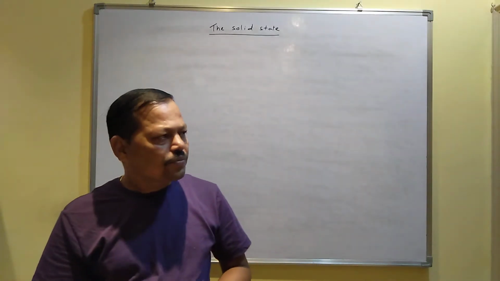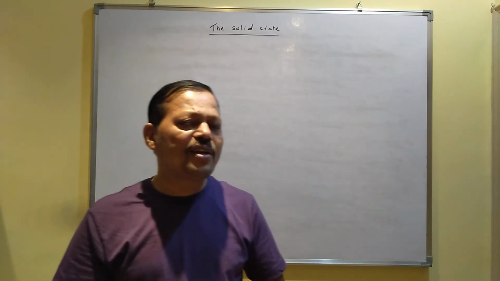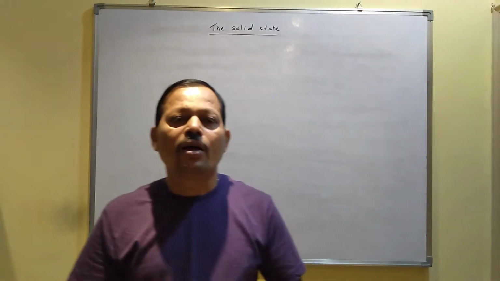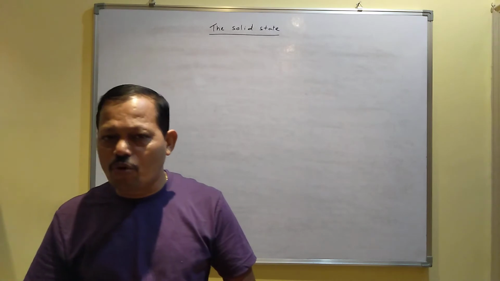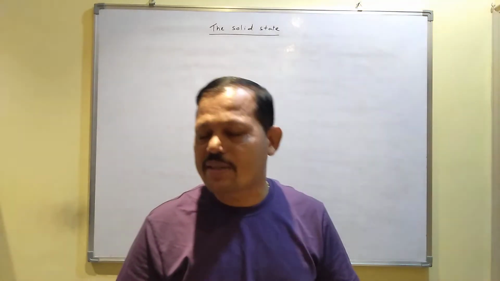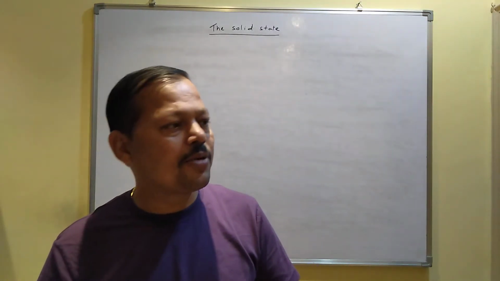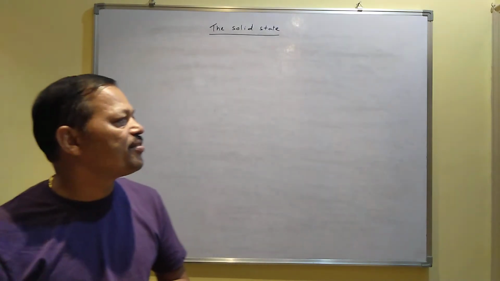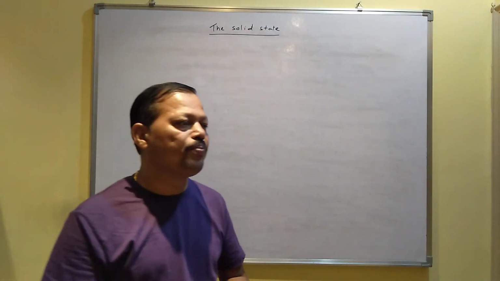Gas does not have any definite volume or definite shape. Liquid has a definite volume, but it does not have any definite shape. It takes the shape of the container. And in case of solid, they have definite shape and definite volume.